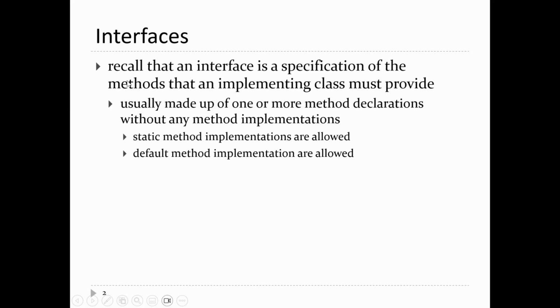And that's all that an interface is. An interface is simply a specification of the methods that an implementing class must provide. An interface simply says any class that chooses to implement this interface must provide these methods, and this is what these methods are supposed to do. Exactly how those methods are implemented is up to the class.